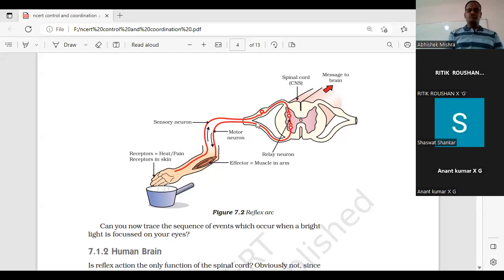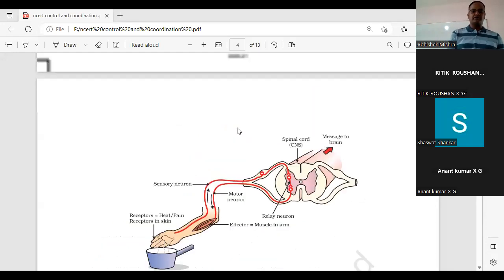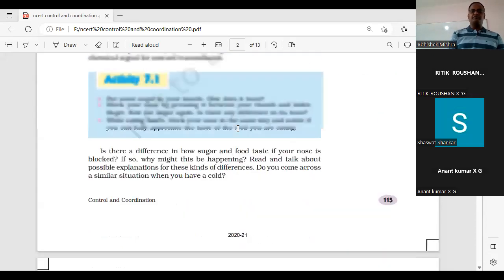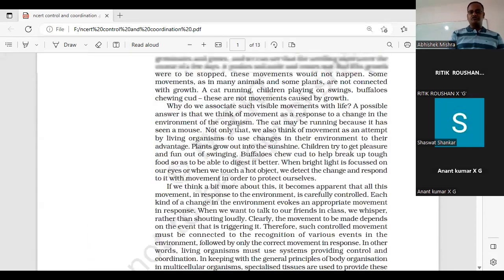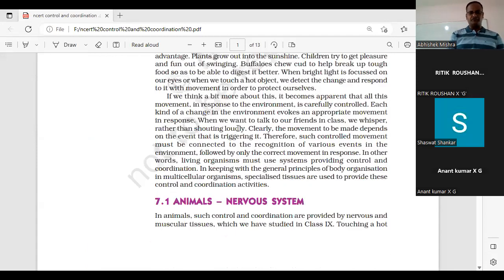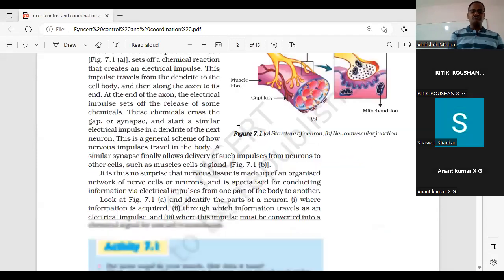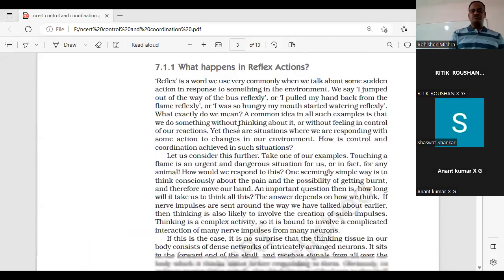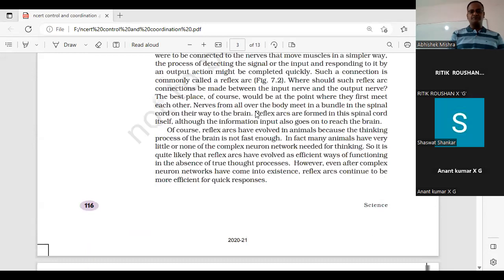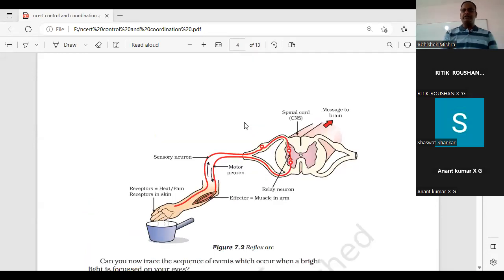So, good morning, students. In today's class, we will continue with the same chapter, that is control and coordination, which we started day before yesterday. Today is our third class on this chapter. In last class, students, we discussed the receptors, the effectors, the types of neuron, even what is reflex arc, reflex action. Now, today we are supposed to start with the human brain.